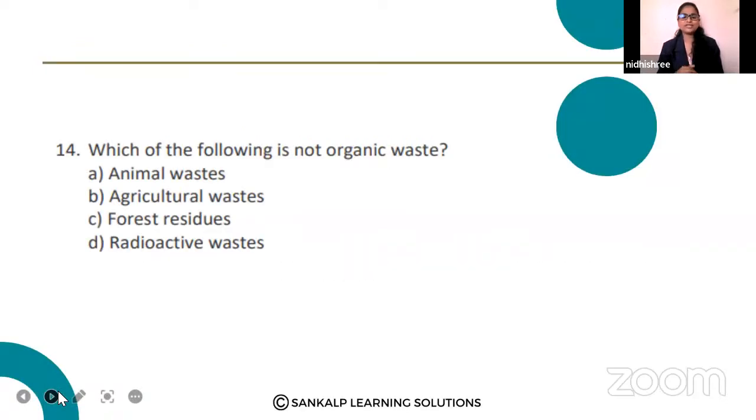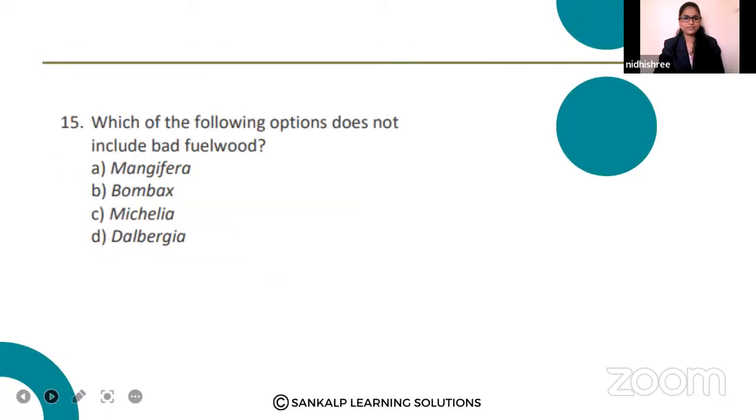Which of the following is not organic waste among the following? Option A, animal waste. D, radioactive waste. Great. Option D, radioactive waste is the right answer. And I got the chat answers also as option D. Very easy question and very quick answer. Let us proceed to the 15th question now.